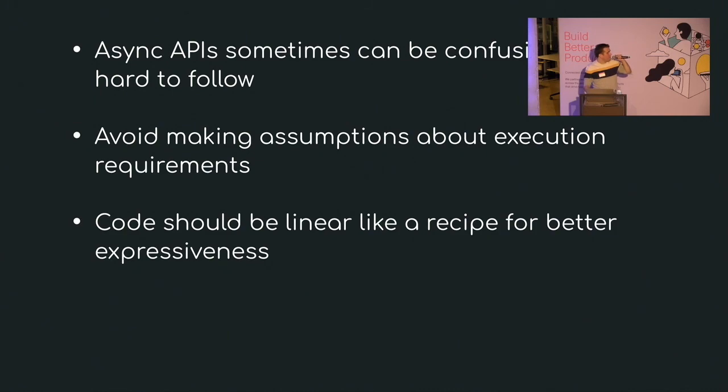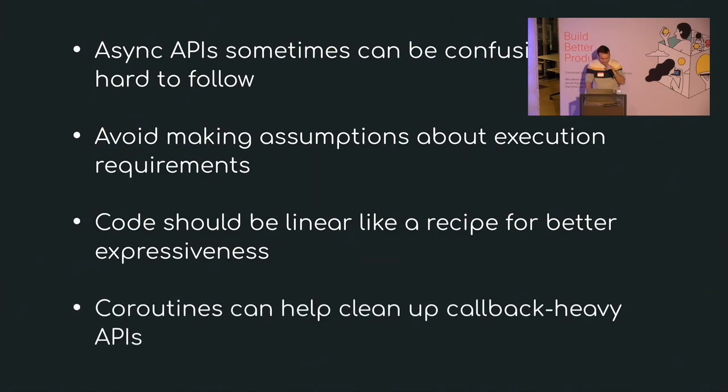Code should be linear like a recipe for better expressiveness. This is something that I truly believe. To me, code should be like a recipe. If I'm making a cake, I have a recipe on my hand. I want to follow one instruction after another. I don't want to be jumping, skipping instructions, and then going up for previous instructions and following a crazy path to get things done. I want to read it from the beginning to the end. And that, in my opinion, is the best way to express intentions. And every code tells a story. You want that to express intentions the best way possible.